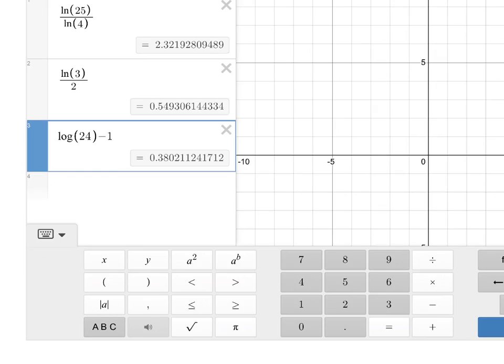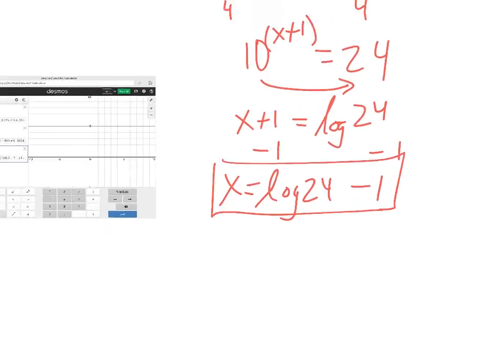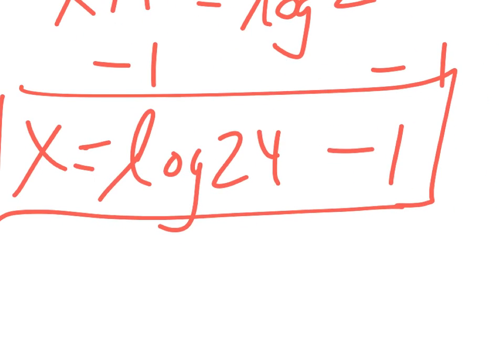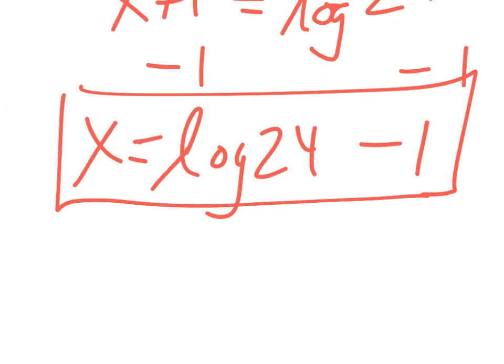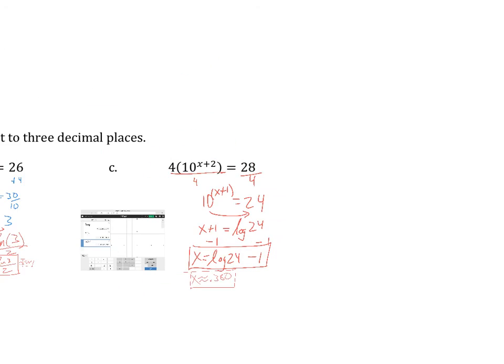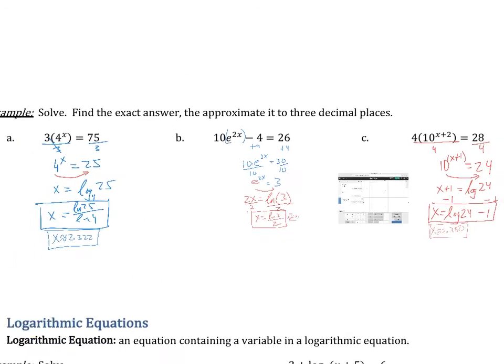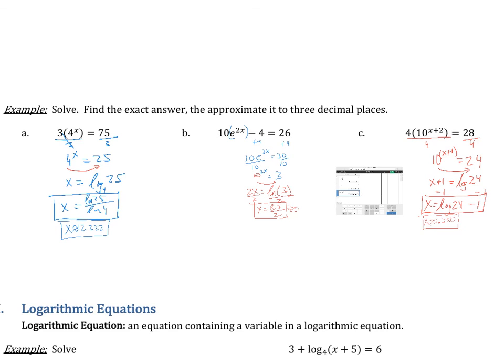And that gives us 0.380. Okay, so 0.380 is our final answer. x is approximately that. All right, so again, the exact has a logarithm in it. In the approximate, it has a decimal. All right, so that's the idea. Again, get the exponential all by itself, then change the exponential function into a log function, and you're good to go from there.